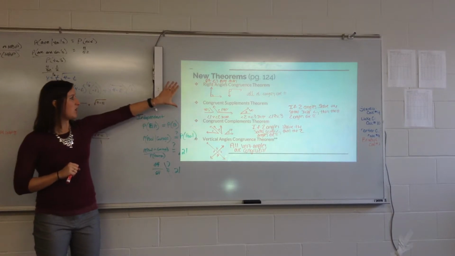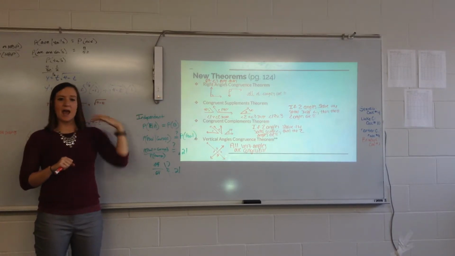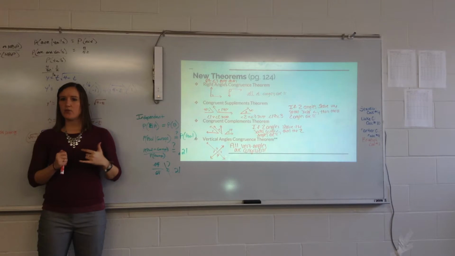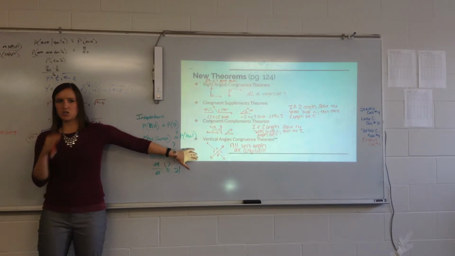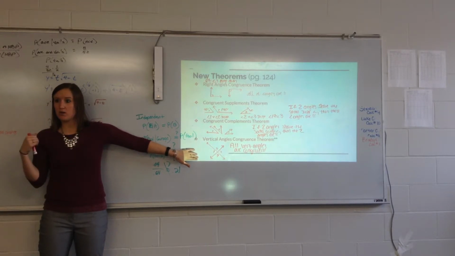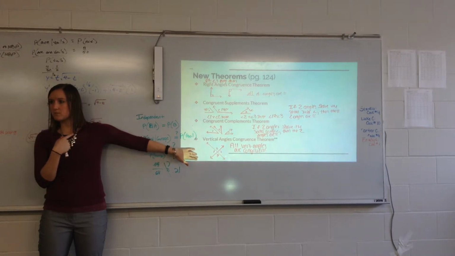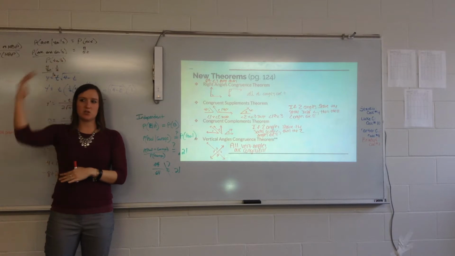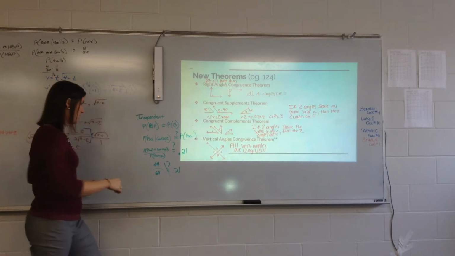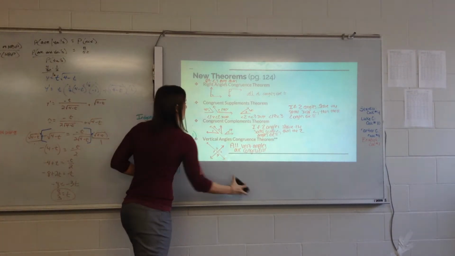And I said all of these three have proofs. We're not going through them, but we're going to go through this vertical angle one. We're going to do a proof with this to show how and why they're congruent. Okay? Is everybody good with these? Remember, they're also on page 124, so if you want in-depth descriptions, feel free to look there if you're having troubles with them.